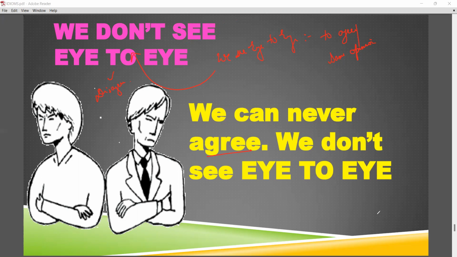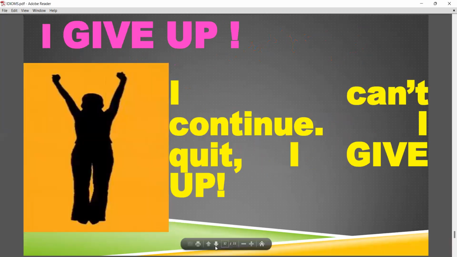Now let's see the next in the row, I give up. This is simple, and probably this is the last idiom. I don't want to finish with this idiom, I always want to finish on a positive note, but anyhow, I give up. That means I admit defeat, which should not be the case anyhow. I cease to make an effort, I stop making an effort towards that because I give up. I can't continue, I quit, I give up.